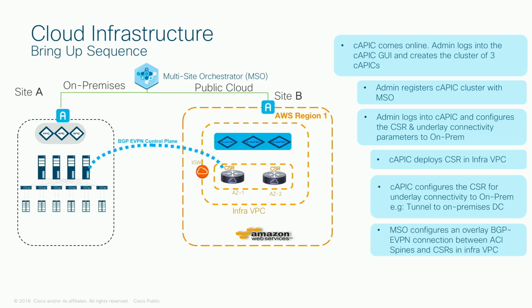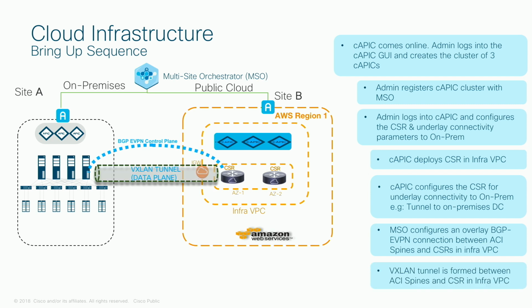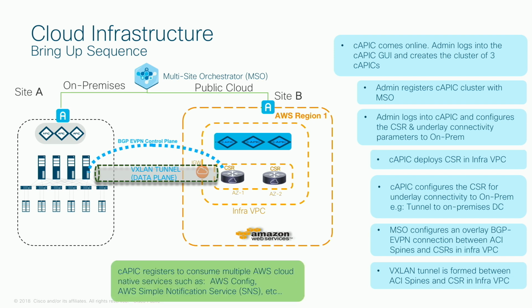The other thing we'll do is configure the BGP VPN configuration to connect back to your on-prem. It's going to create a VXLAN tunnel for your data plane. Now we can do this over direct connect or the internet, VPN. You pick, no magic there. But the interesting thing about this is that Cloud APEC will also register with Amazon services and pull simple notification services, config services, all the things that you may be interested in, right? So it registers as an admin account. There's the appropriate account to get all these notifications.